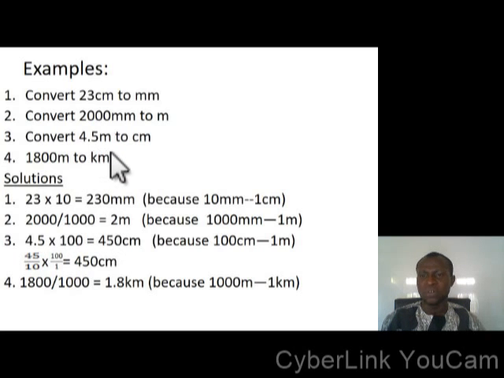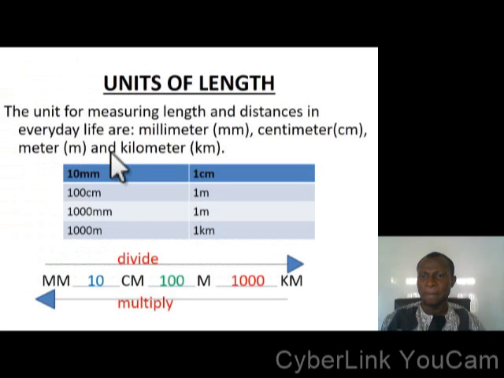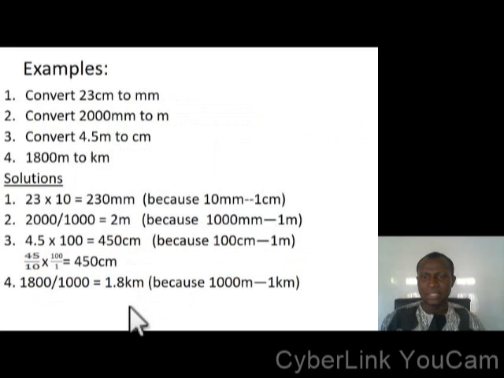Then number 3, convert 4.5 meters to centimeter. How do we do that? We are converting from meter to centimeter. You can see it here. We are going back, so meaning that we have to multiply. We multiply by 100, because 100 is the number between meter and centimeter. Looking at the solution here, that will now be 4.5 times 100, which will give us 450.